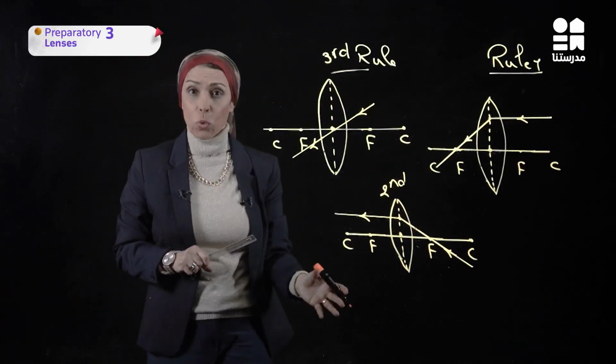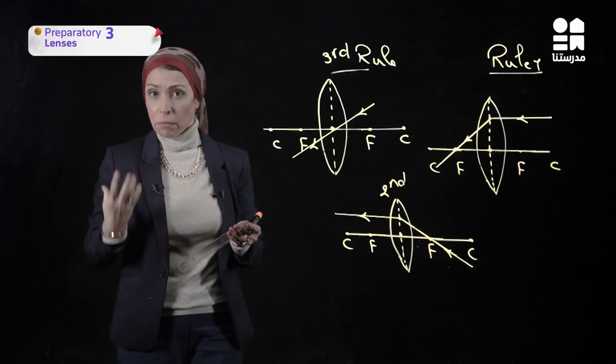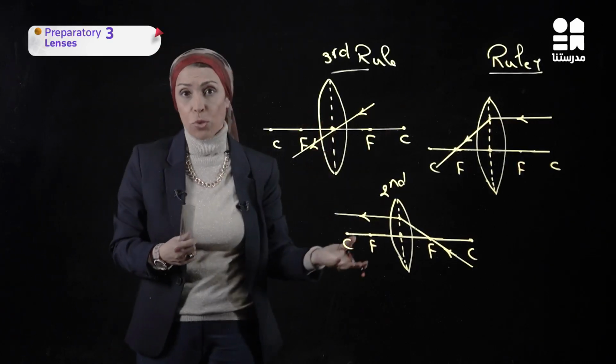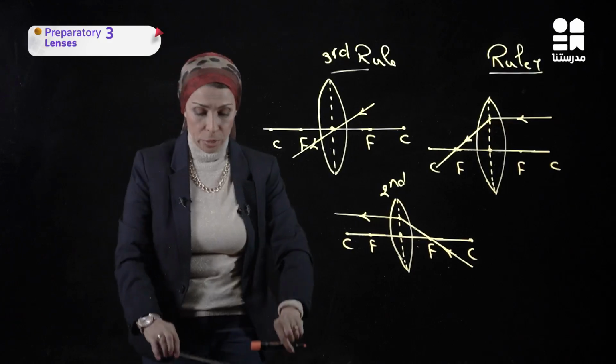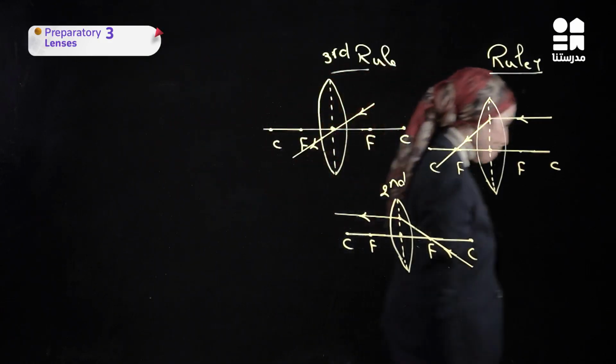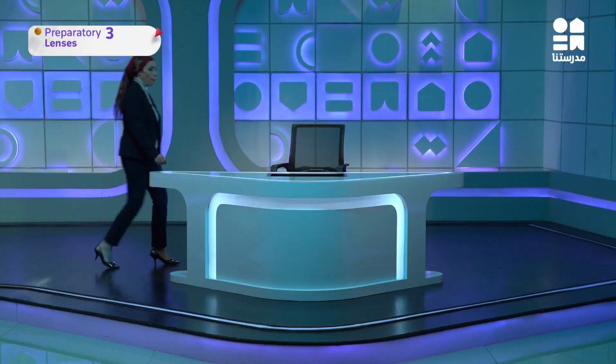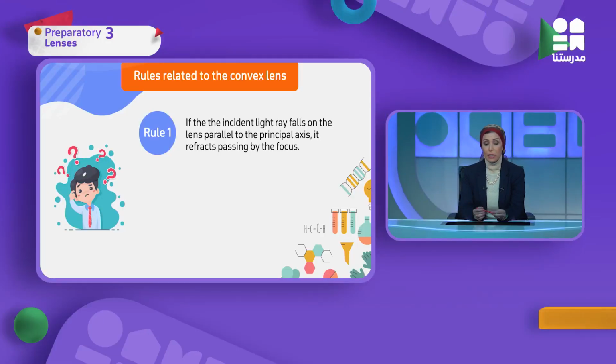Those are the 3 rules that we are going to use in drawing the image. We are going to choose which one of those rules we use to draw the images formed in the convex lens. Let's go and see how we can use them. Now, after we saw how we can draw the rules related to the convex lens, let's see what those rules are, how I can write them, and what type of questions are related to these rules. Rule number 1, as we drew before: if the incident light ray falls on the lens parallel to the principal axis, it will refract passing by the focus.